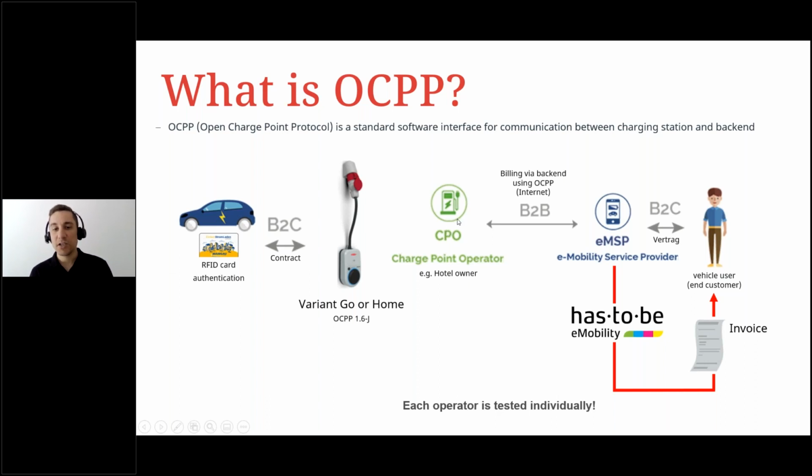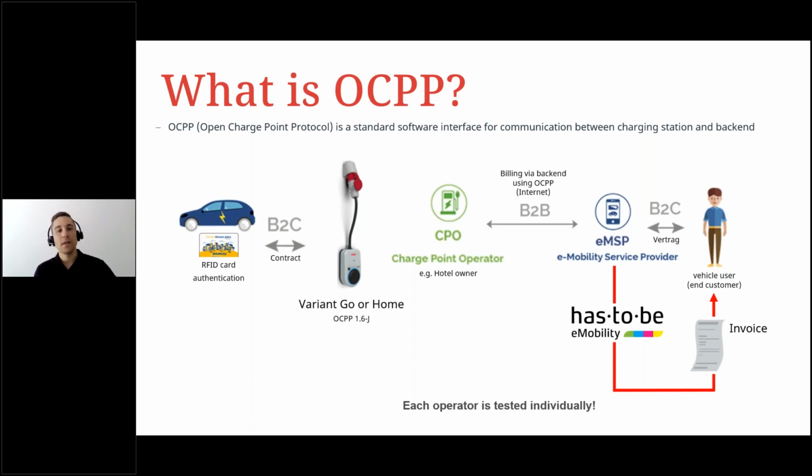So as you see, the charge point is forwarding the data of the charging process to the e-mobility service provider. And the e-mobility service provider is then billing the charging process to the vehicle user, to the end customer. So there is an invoice sent to the end customer, and therefore you can bill the whole charging process. Very important for Open Charge Point Protocol communication is that the detailed values, for example time, energy, and date of the charging process, are forwarded to the backend, to the e-mobility service provider, so that billing is possible.